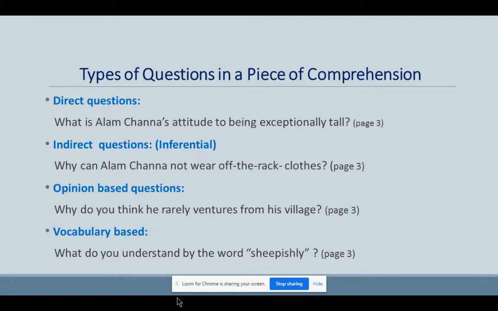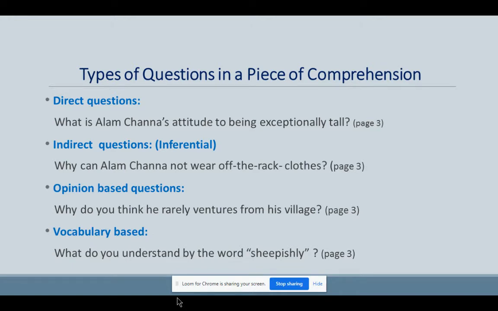You need to understand the question well and read through the text. The answer would be directly given in the text, so pick out the answer and write it down, and you'll be able to get full marks. Then we have indirect or inferential questions. An example is, why can Alam Channa not wear off-the-rack clothes? Here, if you read through the text, you'll come to know the answer is not directly given.